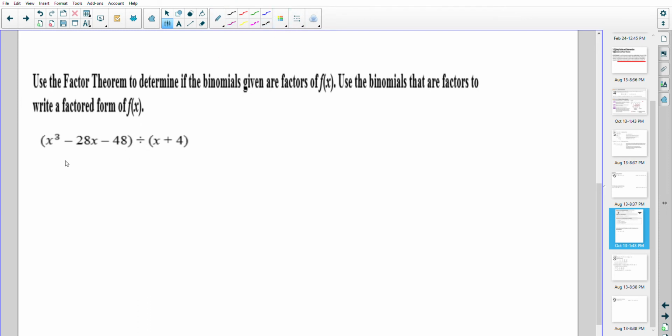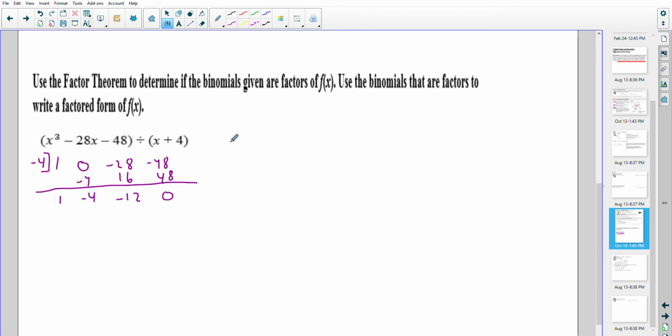And first of all, if you remember, it's going to be a reminder on synthetic division. You're going to have a 1. Now the x squared is gone, so you have a 0, -28, -48, and this out here is going to be a -4. And the 1 comes down, you multiply and add. Multiply and add. Multiply and add. Not surprising that you get 0.